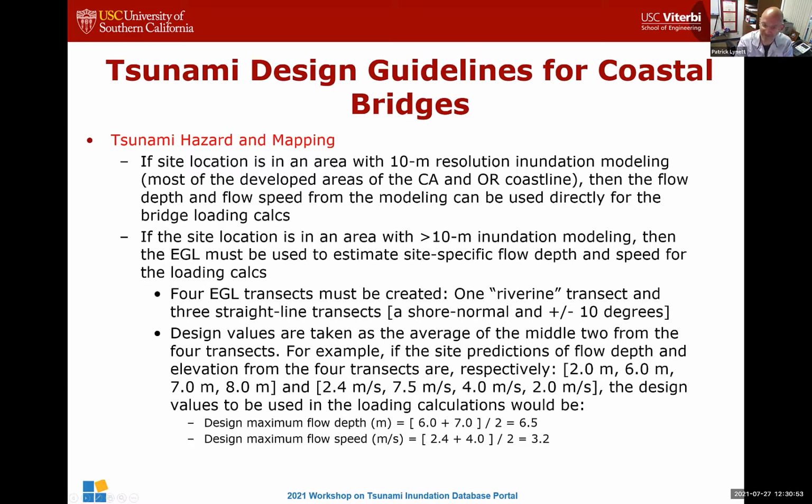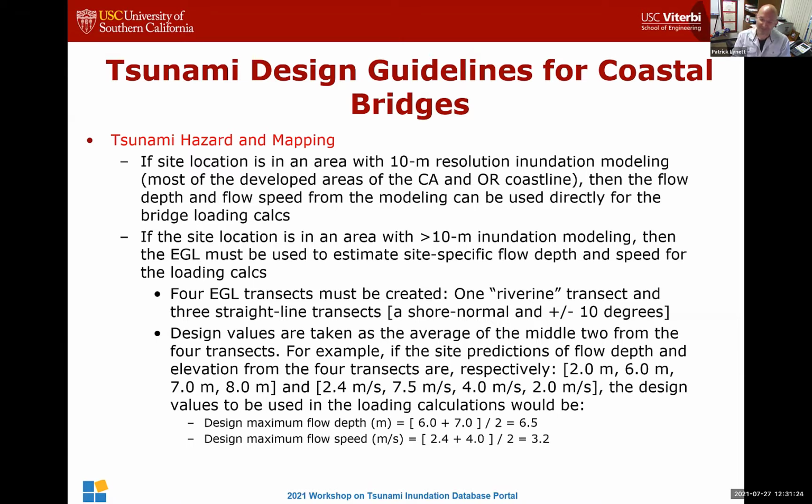What that means is that if you have 4 transects, and these 4 numbers, 2, 6, 7, and 8, are the flow depths given to you by the 4 transects, and these 4 numbers are the flow speeds as given to you by the 4 transects, your design flow depth and flow speed would be the average of the middle 2. Those middle 2 do not have to come from the same transect. Essentially, we look at those 2 sets as independent. You just take the middle 2.